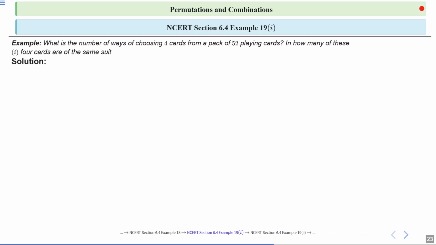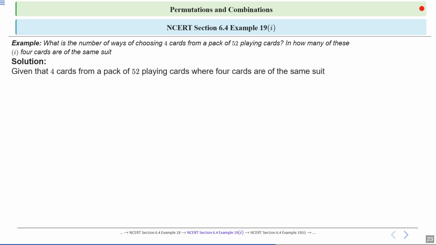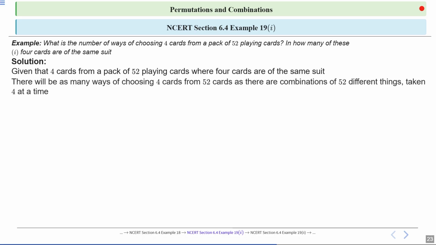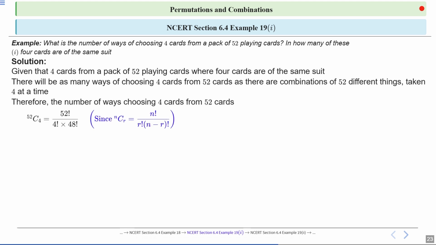So let's start the solution of this example. Given 4 cards from a pack of 52 playing cards, where the 4 cards are of the same suit. There will be as many ways of choosing 4 cards from 52 cards as there are combinations of 52 different things taken 4 at a time. So the number of ways of choosing 4 cards from 52 cards is 52C4. Since nCr equals n factorial upon r factorial times (n minus r) factorial, 52C4 equals 52 factorial upon 4 factorial into 48 factorial.